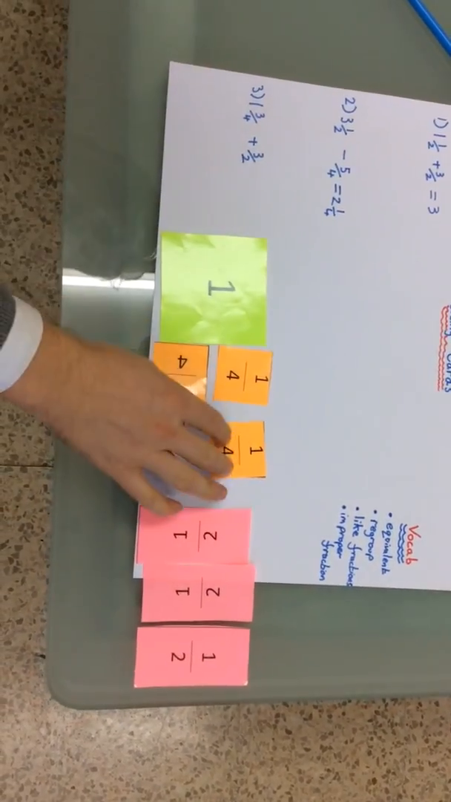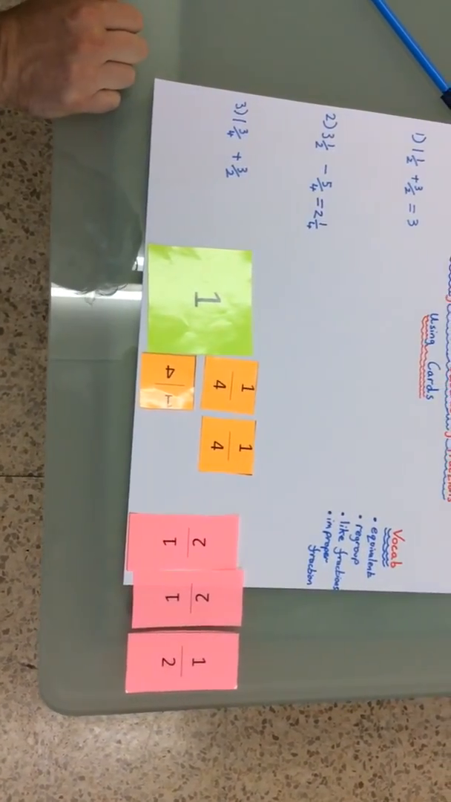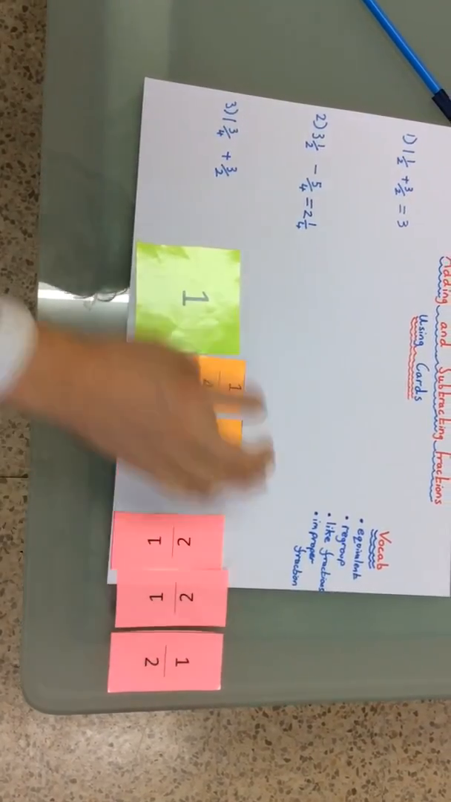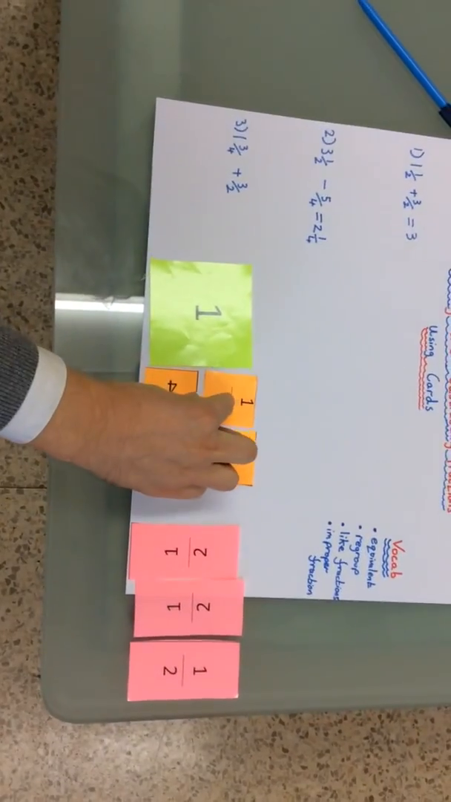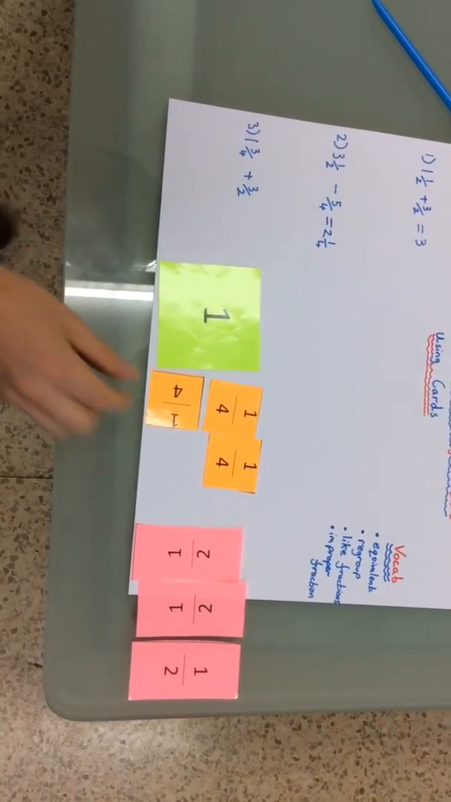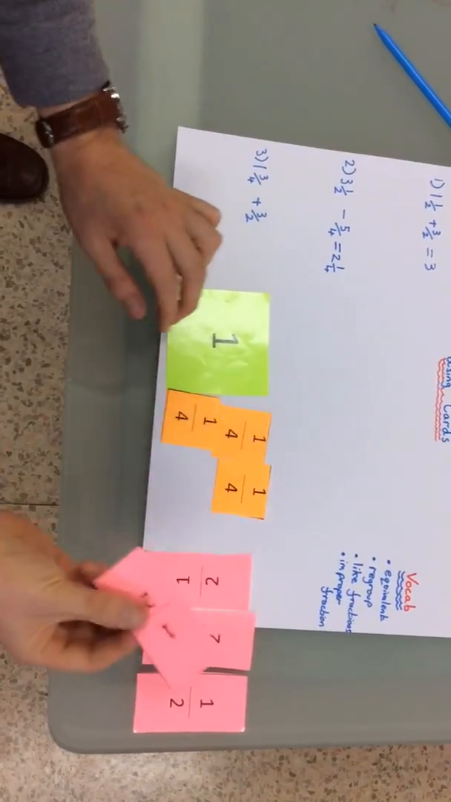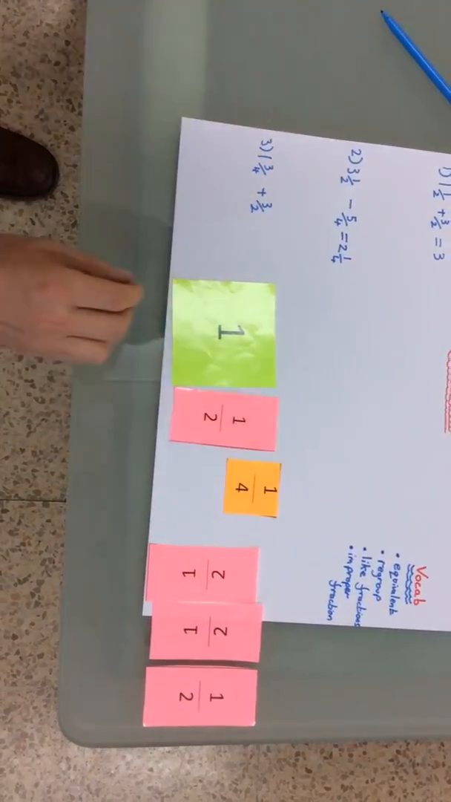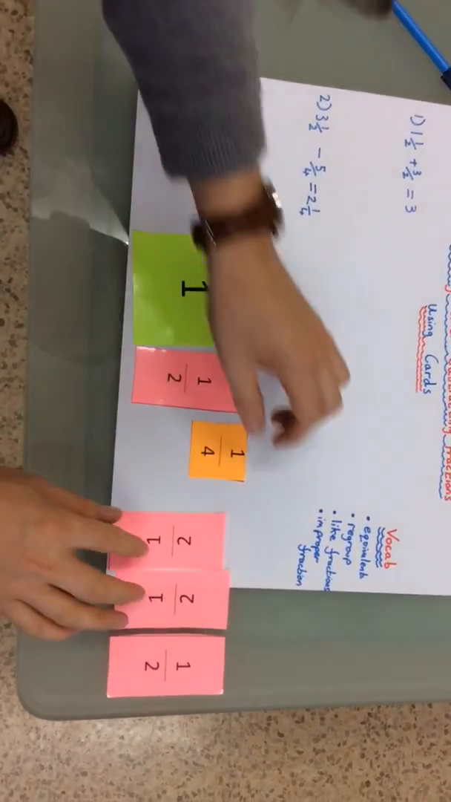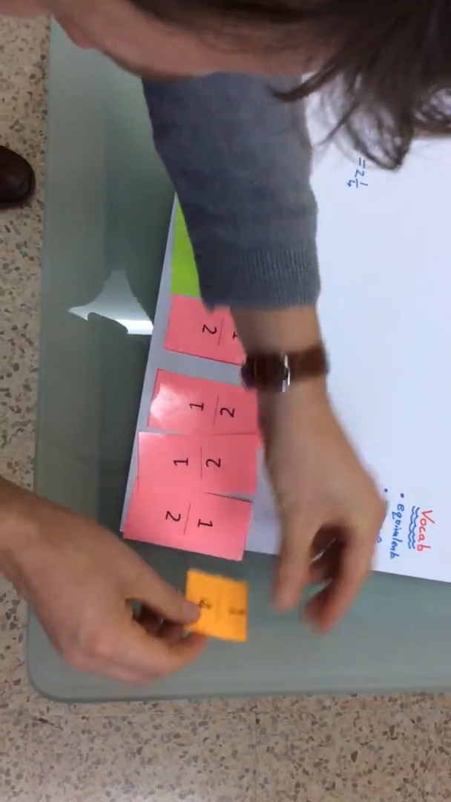Right, how can I do this? Well, let's try and put things into halves first. If I regroup these 2 quarters, I can see that they are equivalent to 1/2. Put that there. Now let's move these around just so it looks a bit easier. It looks like that.